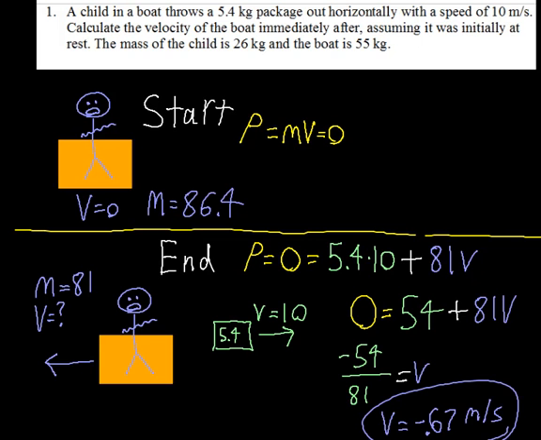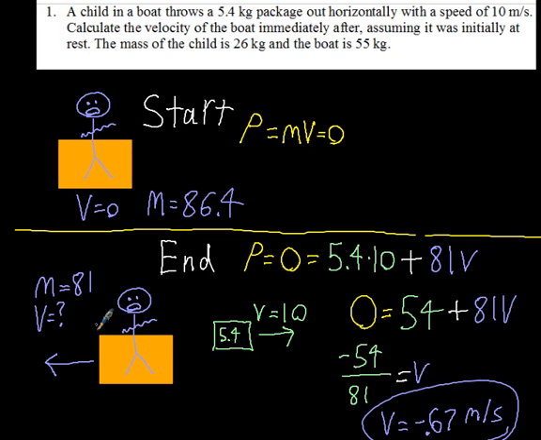So simplifying a little bit, we've got 0 equals 54 plus 81 v, trying to find the velocity of the kid and the boat at the end. And we just want to get this v by itself. So we subtract out the 54, and then we divide by 81 to get the v, which is minus 0.67 meters per second. The minus here simply represents that he's moving to the left, which we already really knew.